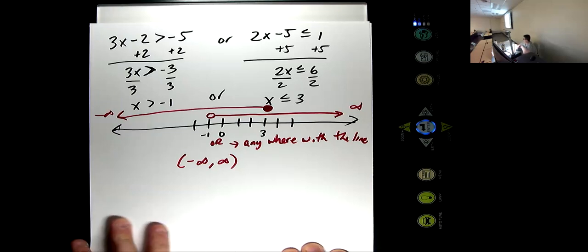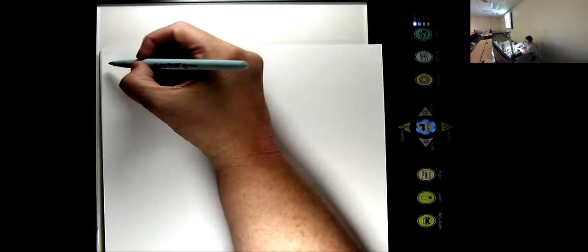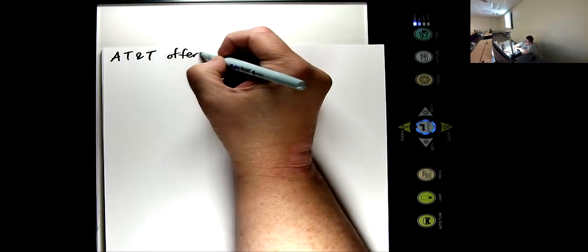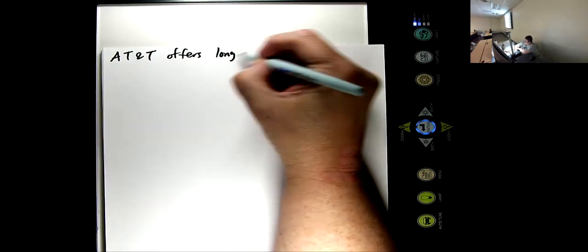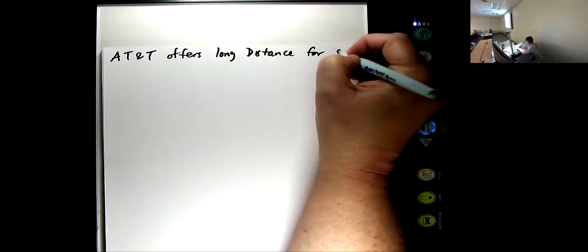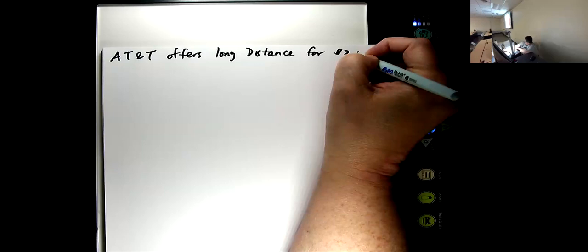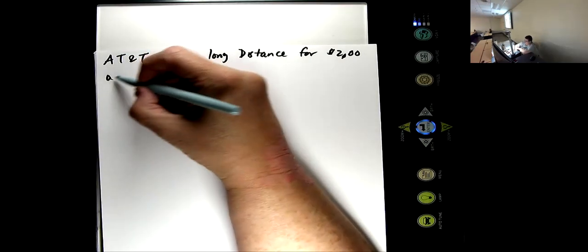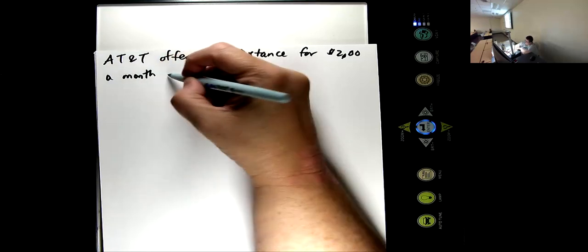All right, then we've got one more problem we're going to do. It's a word problem. I think there's a word problem in the homework. AT&T offers long distance. I just made up numbers for this. For $2 a month, plus 10 cents per minute.